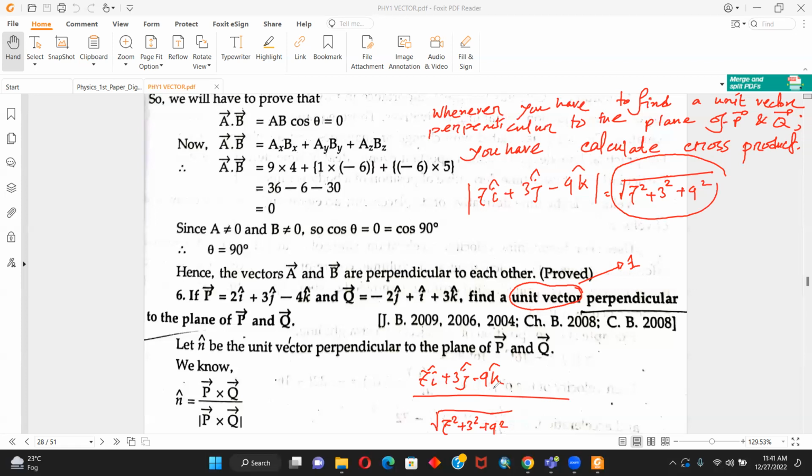So it has fulfilled all of our conditions. That is, we have got a vector perpendicular to the plane of p vector and q vector, and we have also got the magnitude or absolute value of the vector to be only 1. So that means that our answer or our procedure is correct. All right. Now, do you understand what you have to do in this math?